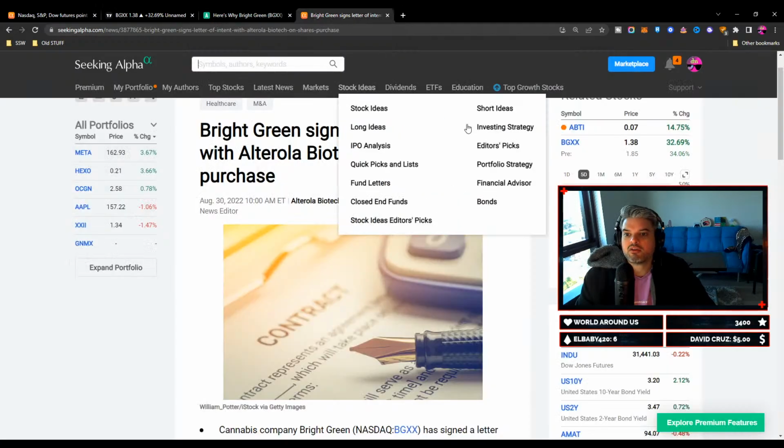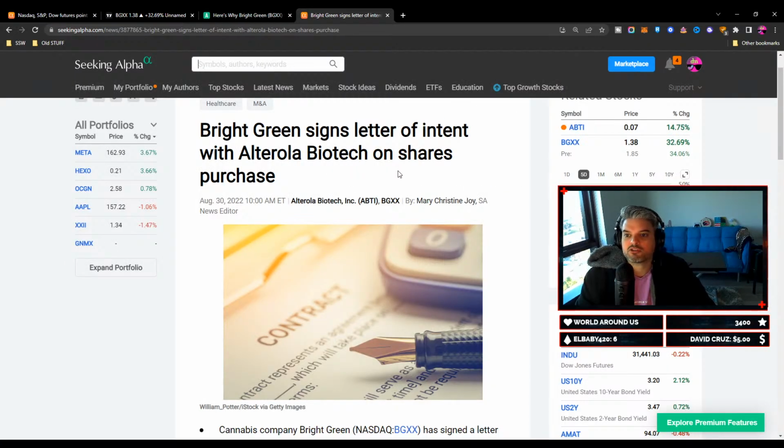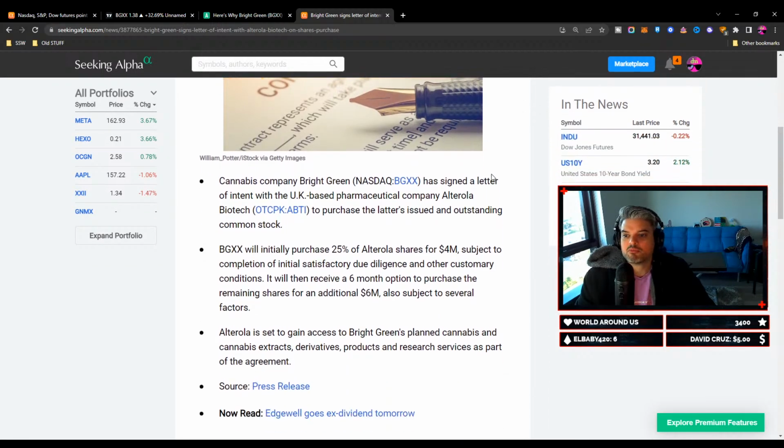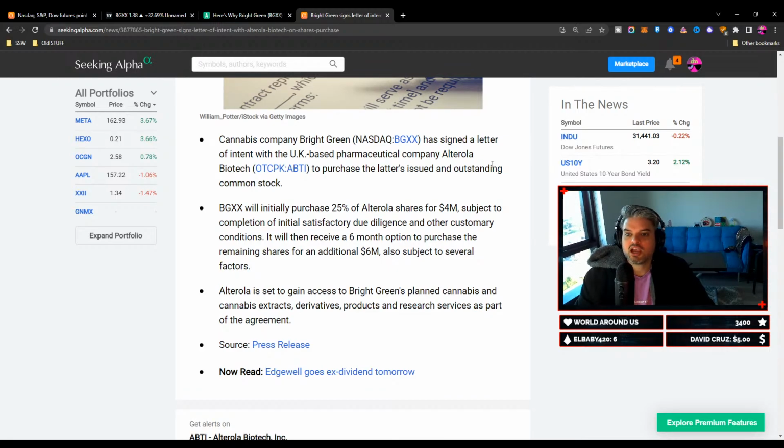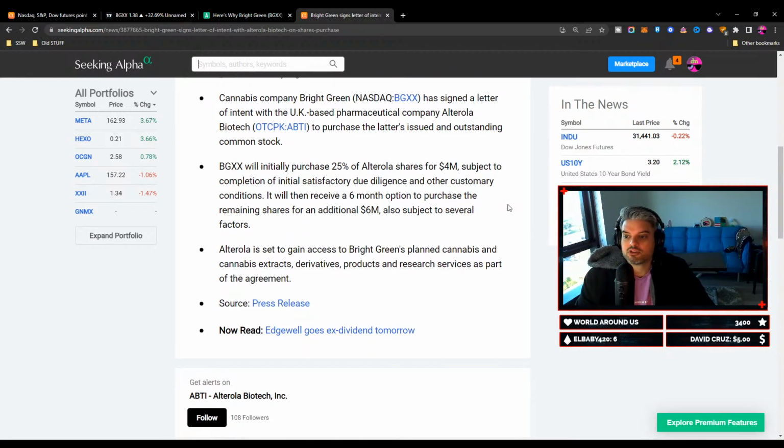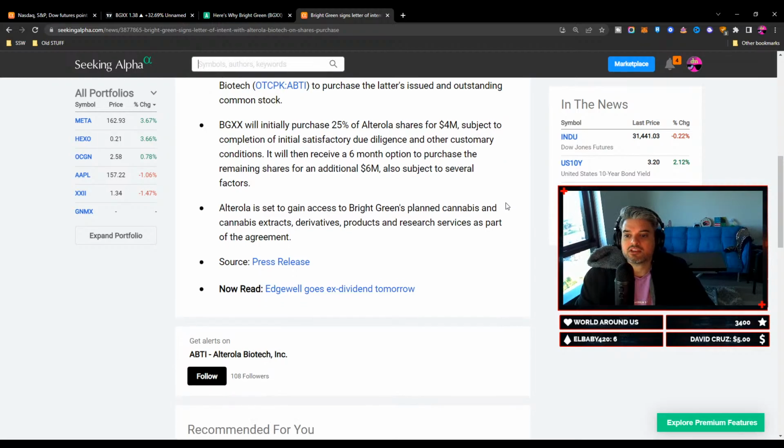And just to give a little bit more clarity, Bright Green signs letter of intent with Alterola Biotech on shares purchase. So cannabis company Bright Green, BGXX, has signed a letter of intent with the UK-based pharmaceutical company Alterola Biotech to purchase the latter's issued and outstanding common stock. BGXX will initially purchase 25% of Alterola shares for $4 million, subject to completion of initial satisfactory due diligence and other customary conditions. It will then receive a six-month option to purchase the remaining shares for an additional $6 million, also subject to several factors. Alterola is set to gain access to Bright Green's plant cannabis and cannabis extracts, derivatives, products, and research services as part of the agreement.